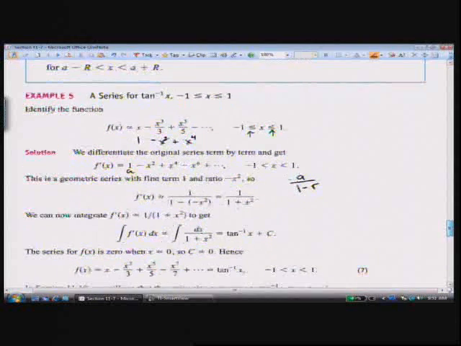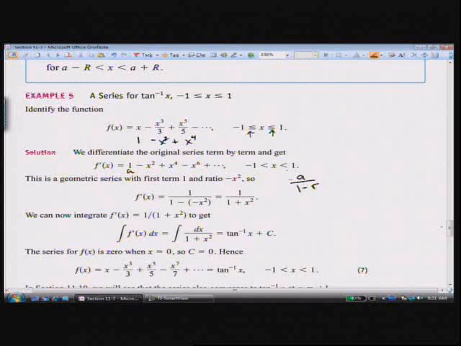Now, to me, you're probably going, okay, but how did you know to start with this first series, x minus x cubed over 3 plus x to the fifth over 5? You know, how did you know?